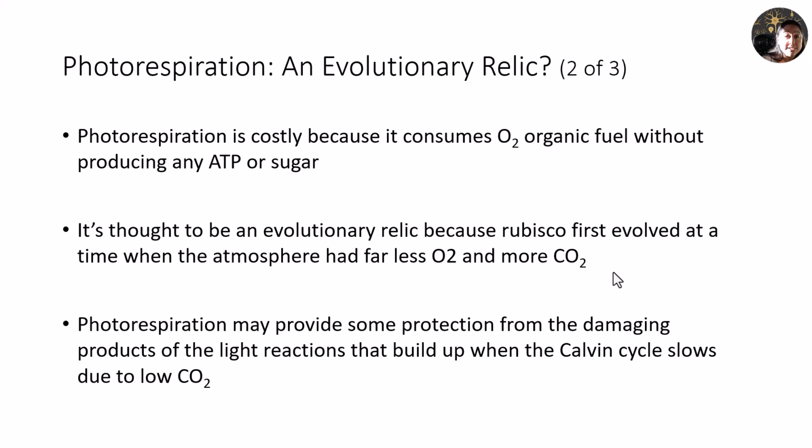So it's thought to be an evolutionary relic because rubisco, that enzyme that works on RuBP and slaps on that carbon, first evolved at a time when the atmosphere had a lot less oxygen and more carbon dioxide. So if we go way back in evolutionary time, our atmosphere didn't have as much oxygen as it has today. All that oxygen actually came from photosynthetic bacteria, cyanobacteria. So there was a lot more carbon dioxide in the air.